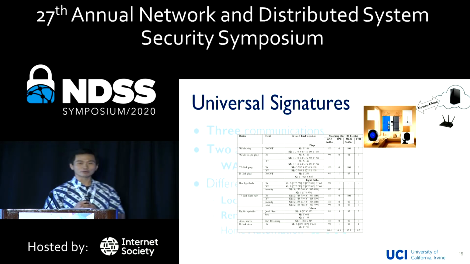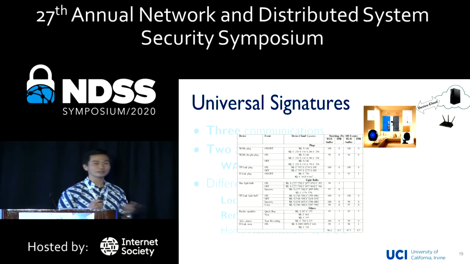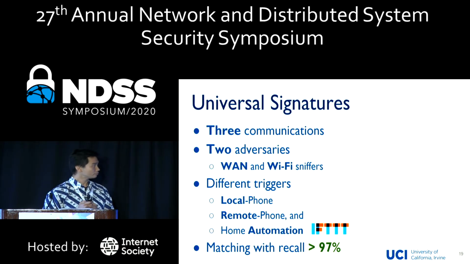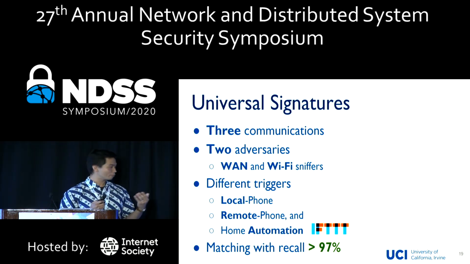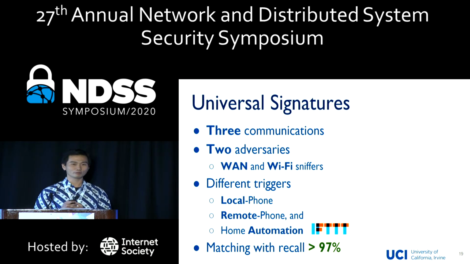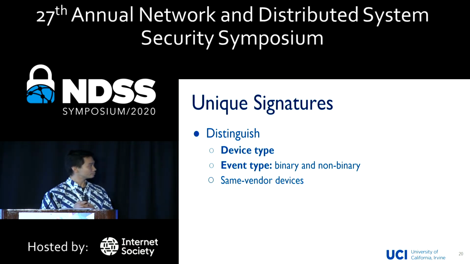And now we also tested remote phone and home automation triggers. And we also extracted signatures from our devices. And this time, the signatures actually appear in the device cloud communication because the phone was connected to a remote network. And for all these, we perform matching with average recall of over 97% for both WAN and Wi-Fi sniffers.